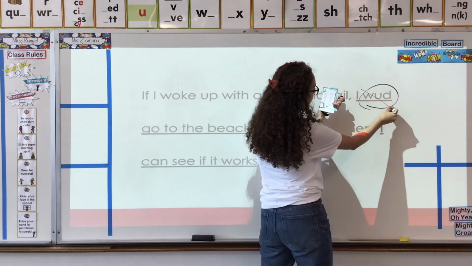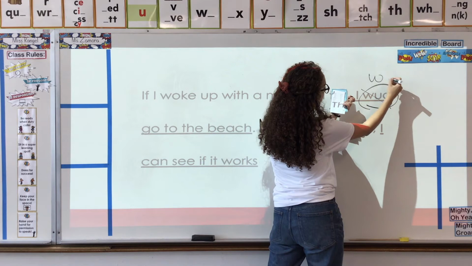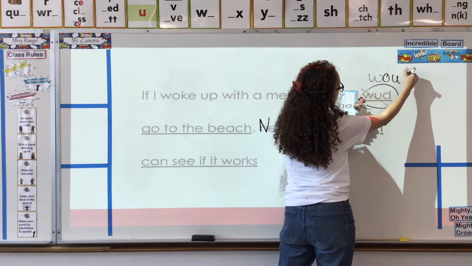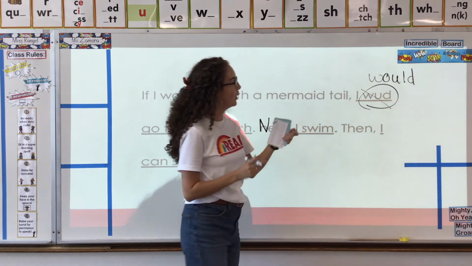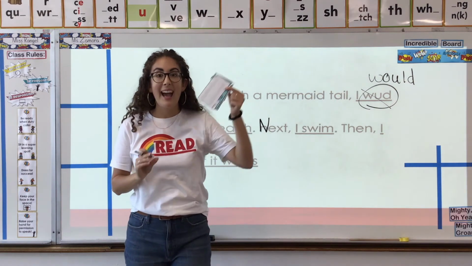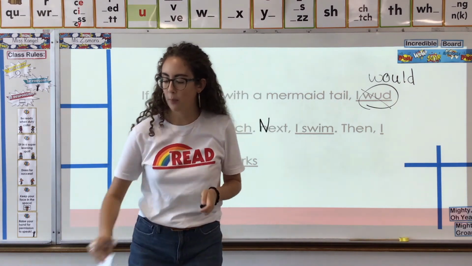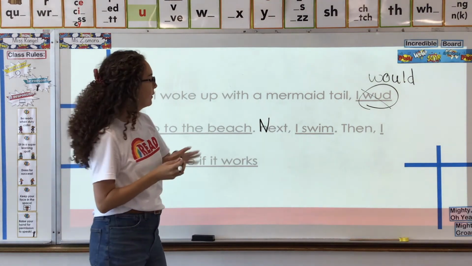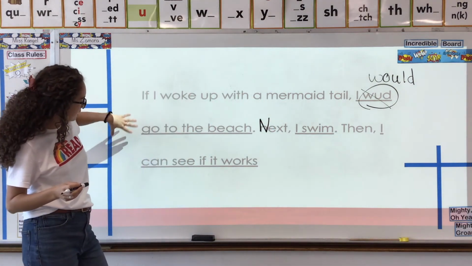So I'm going to cross this out and write W-O-U-L-D. Would. This is the correct way we spell it. And I used my spelling dictionary to help us find it. Okay, let's keep looking for those spellings.